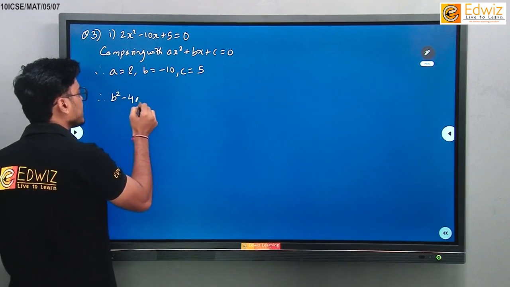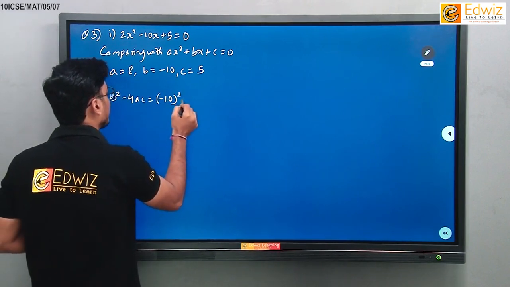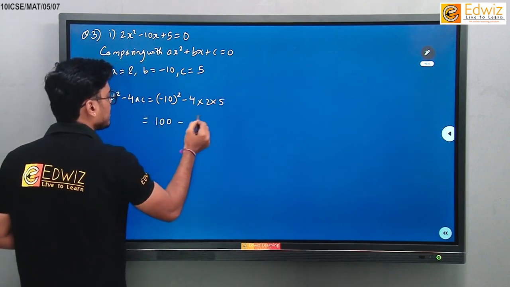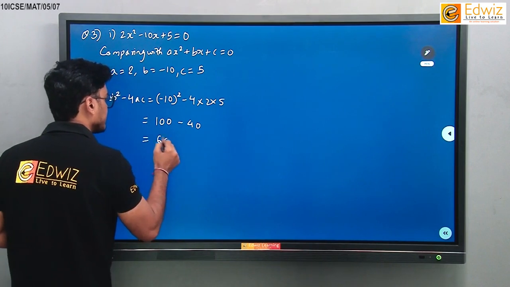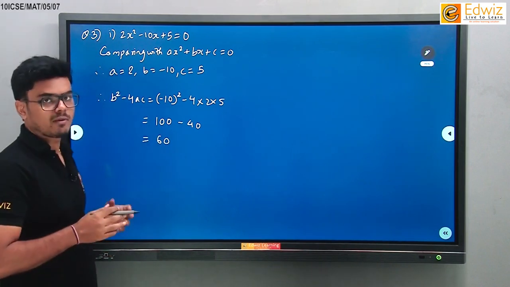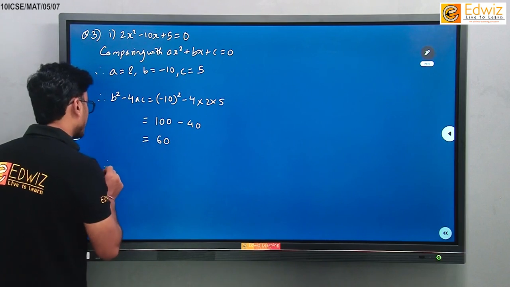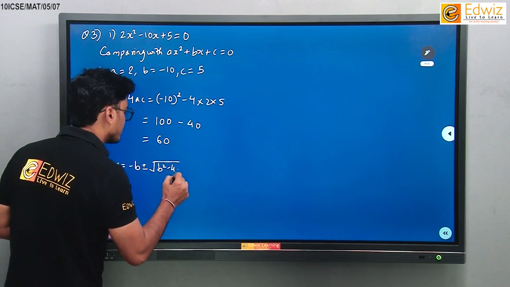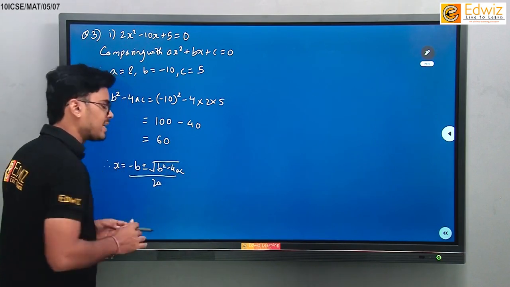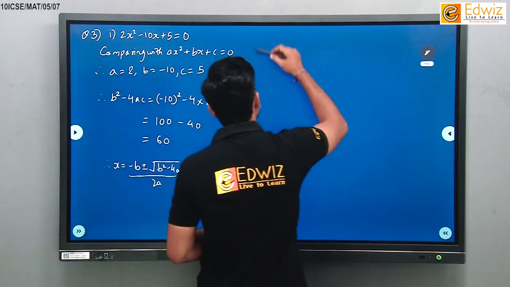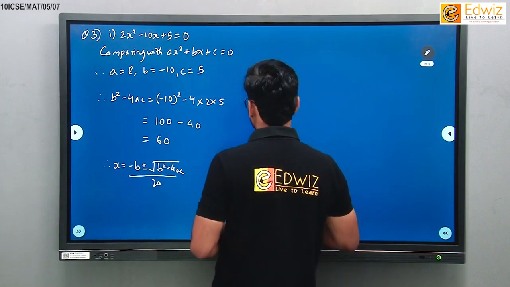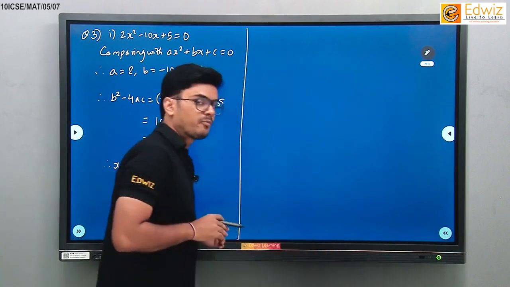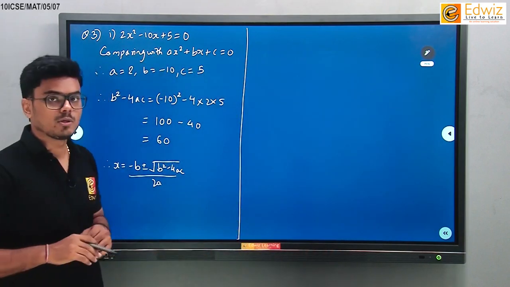b square minus 4ac, minus 10 square minus 4 into 2 into 5, 100 minus 40, that is 60. So root 60 we are going to have to find, but before that let us apply the formula for x. I hope you remember this by now. Minus b plus or minus square root of b square minus 4ac divided by 2a.